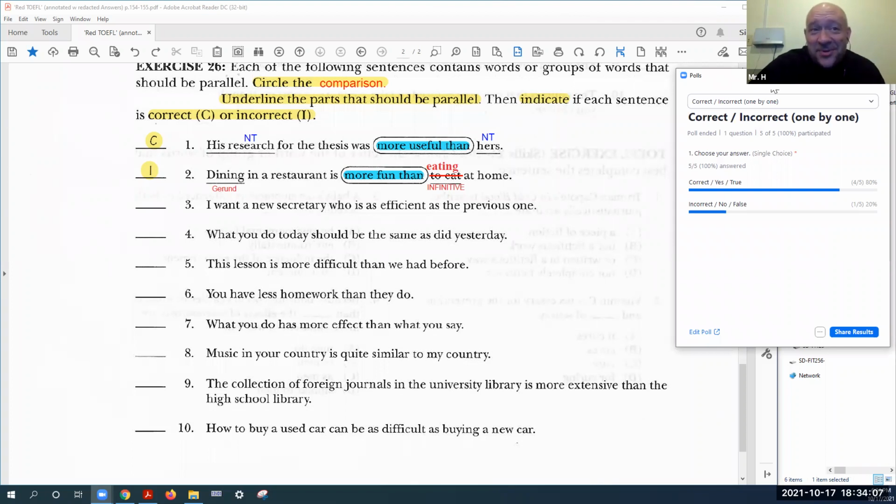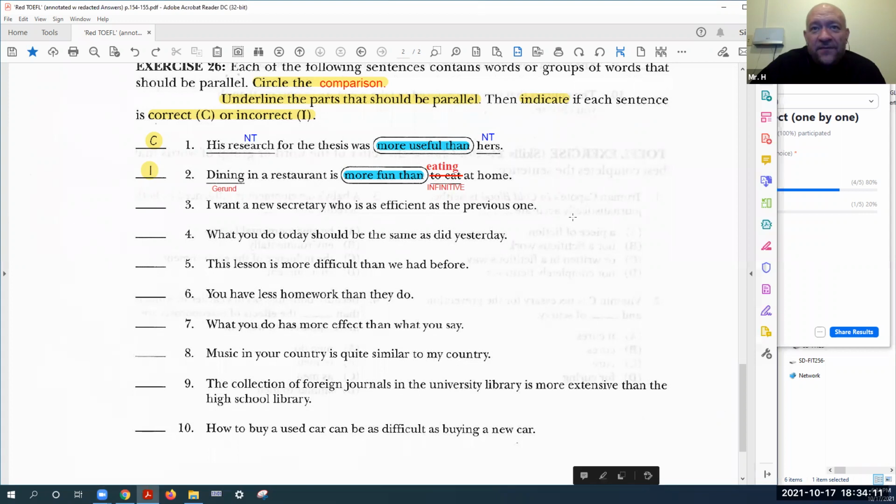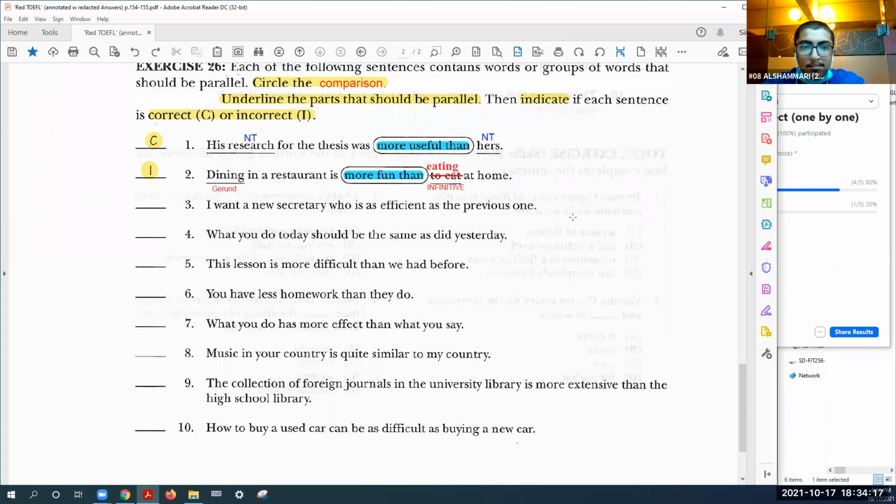Al-Shamari. All right, Al-Shamari. Let's explain this. First, start with the comparison. Where's the comparison here? As efficient as. Yep. All right. I didn't see the verb is. Oh, okay. I see. So now you want to change, huh? Yeah. Well, go ahead and explain it anyway.